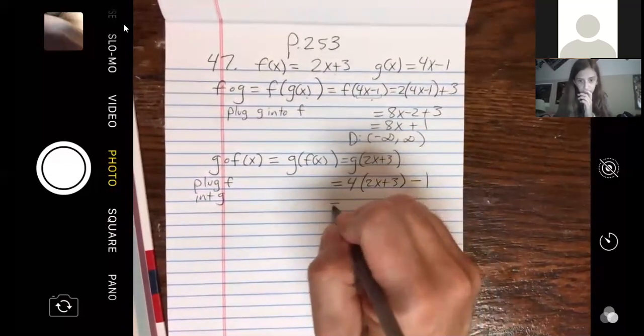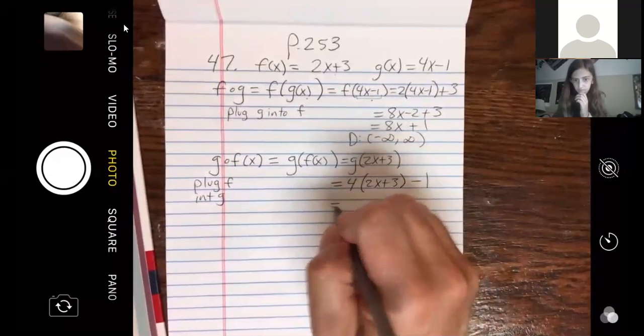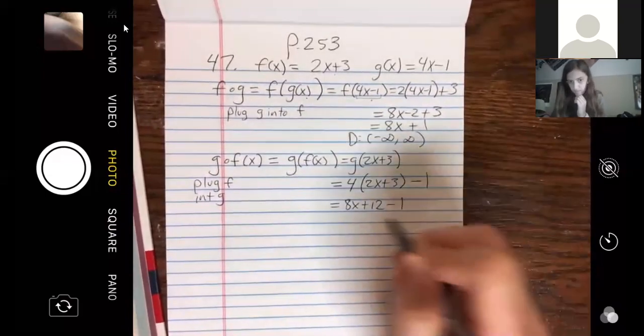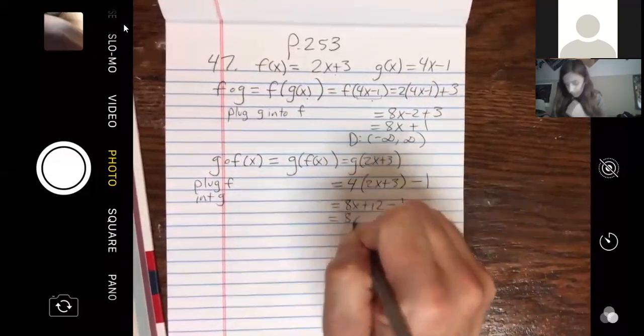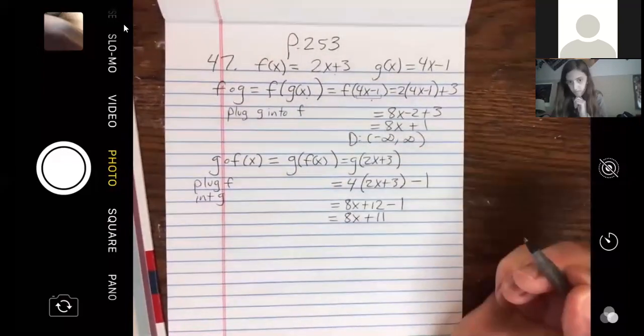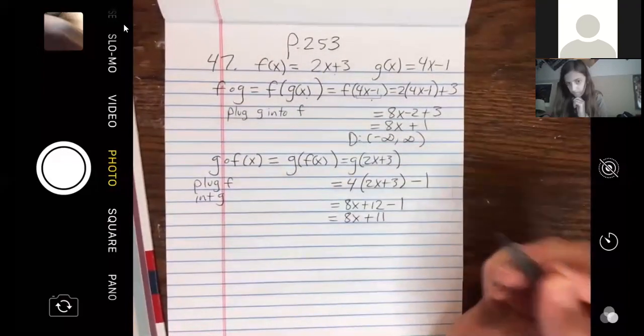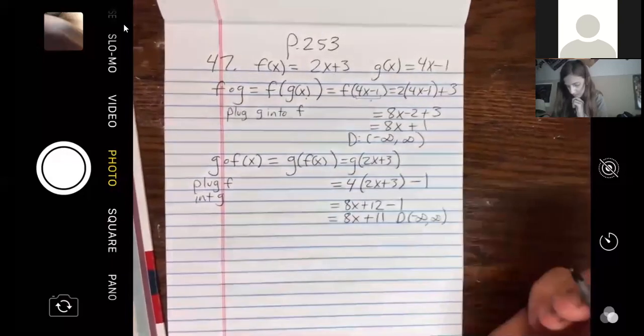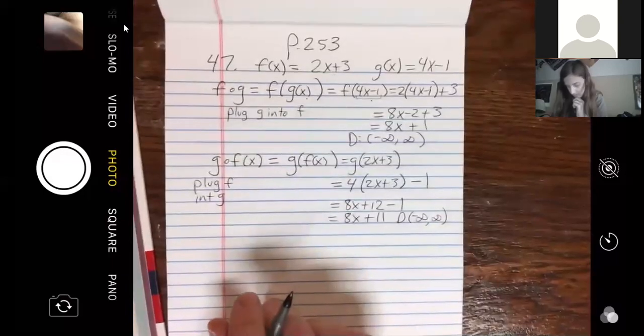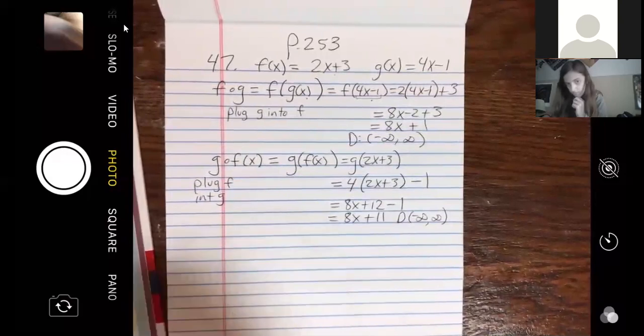8x plus 12, subtract 1. 8x add 11. Domain, again, minus infinity, infinity. That too fast? That was great.